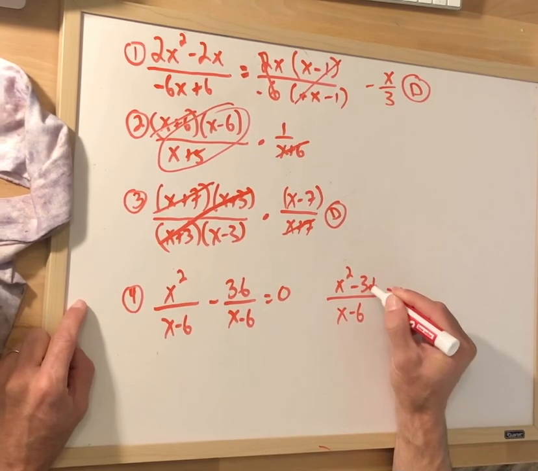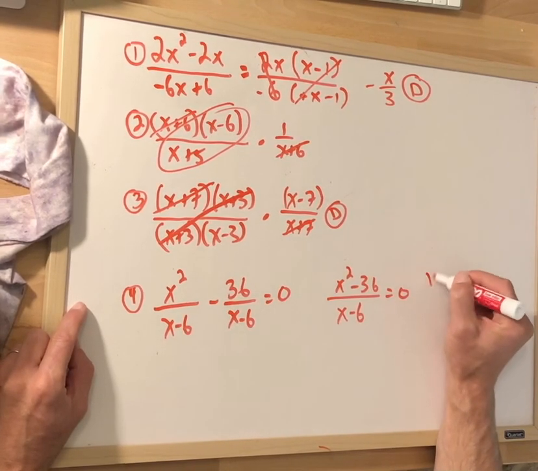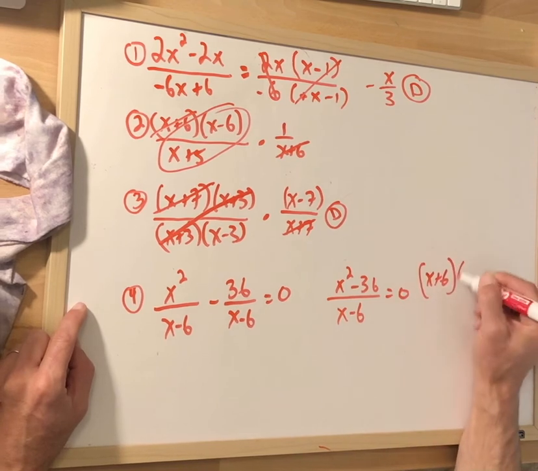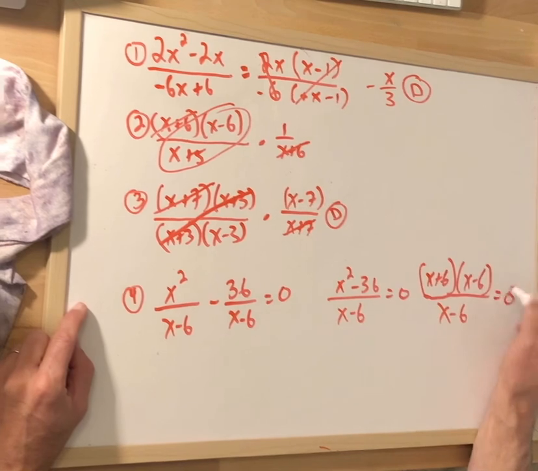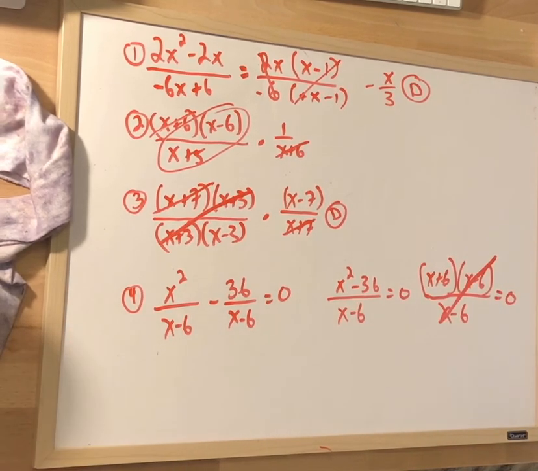This is a difference of squares. This can be factored as x plus 6 and x minus 6 over x minus 6 equals 0. Cross cancel or divide, and you're going to get negative 6 as an answer, which is letter choice B.